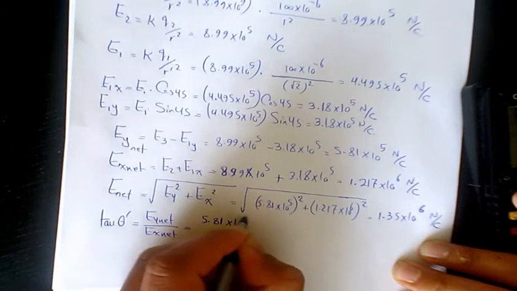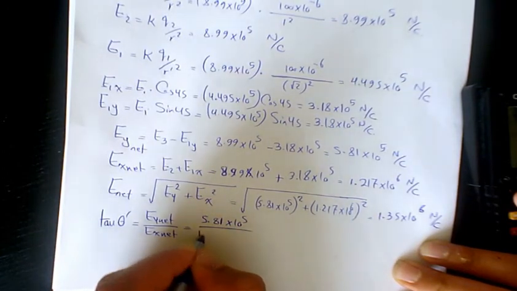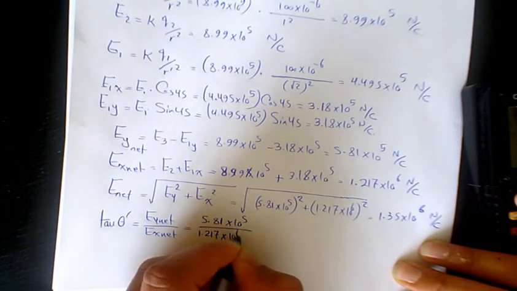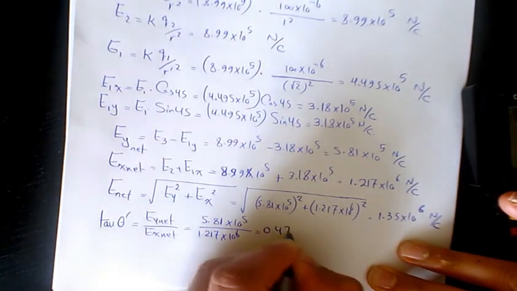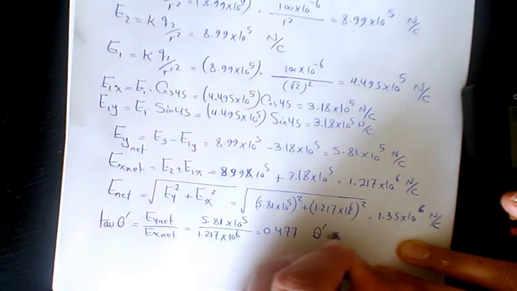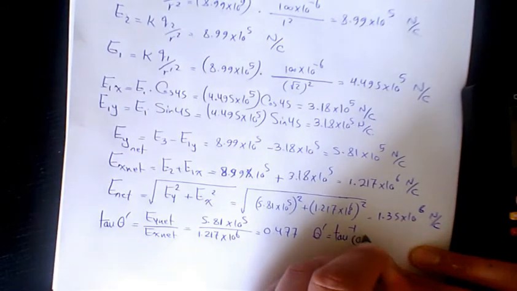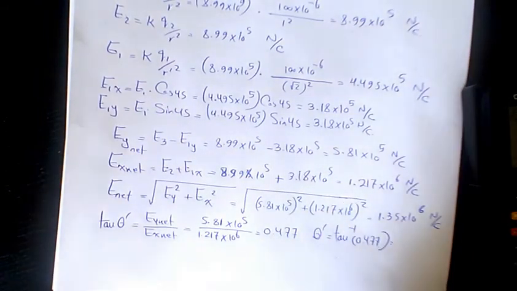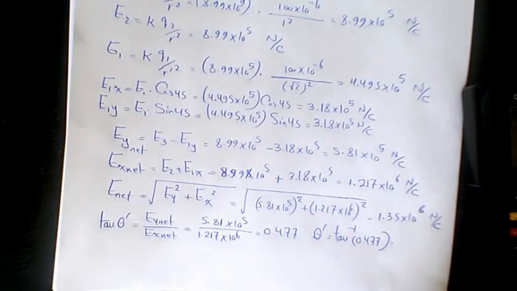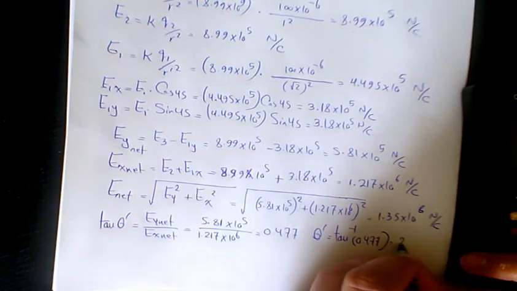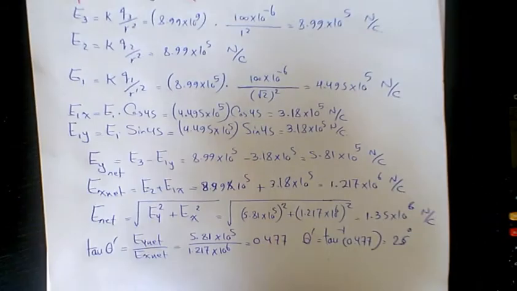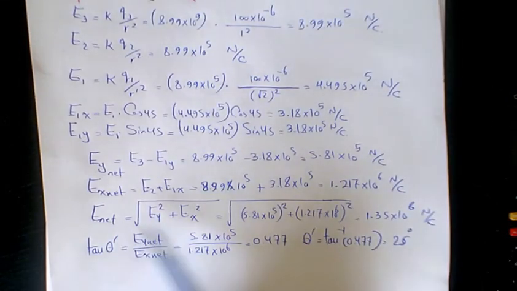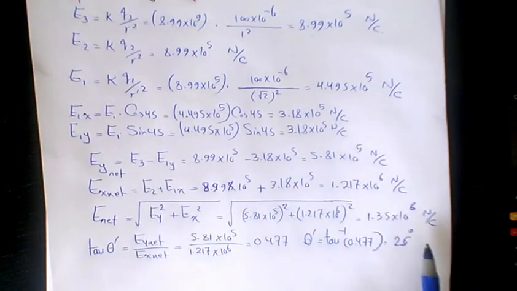5.81 times 10 to the power 5 divided by 1.217 times 10 to the power 6. That's going to be 0.477, and theta prime is going to be tan inverse of 0.477. That's going to be 25 degrees. So we found the E net and also the direction.